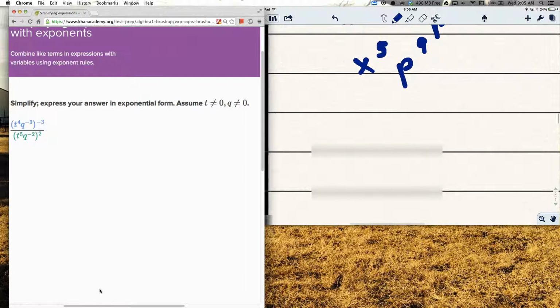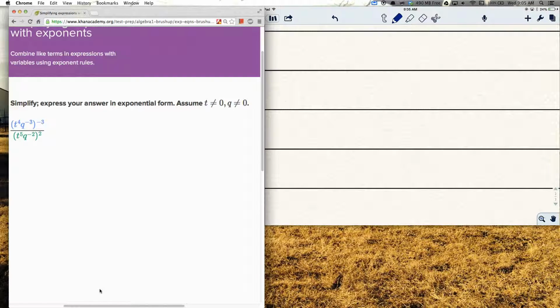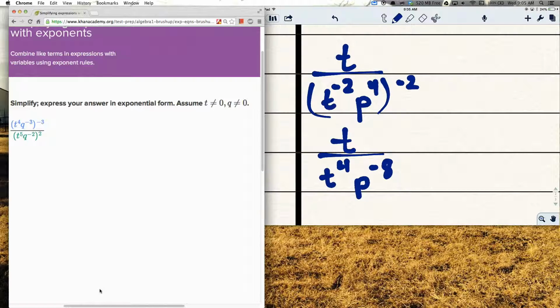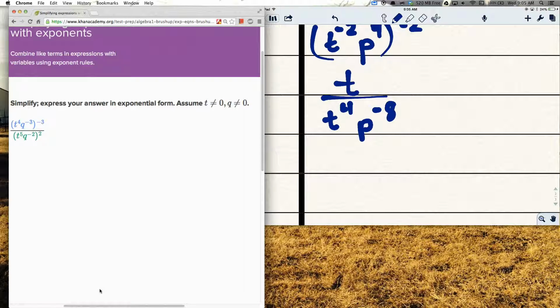Okay, let's see if this next example is one that is helpful. It's not, but I'm going to go ahead and show you another example here that you may find useful. So let's say I have t over t to the negative 2, p to the 4th, all to the negative 2nd power. Okay, so first things first, I'm going to take care of the parentheses. So again, I'll multiply. The top stays the same because there's nothing to do up there yet. Negative 2 times negative 2 is t to the 4th, and negative 4 times negative 2 is p to the negative 8.